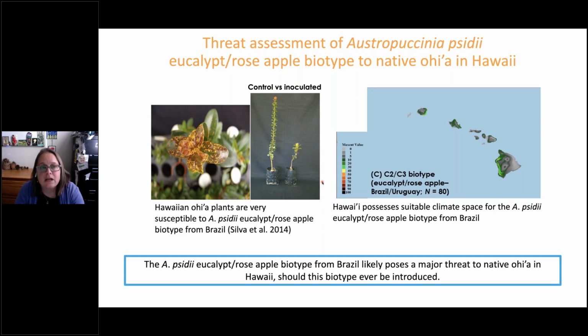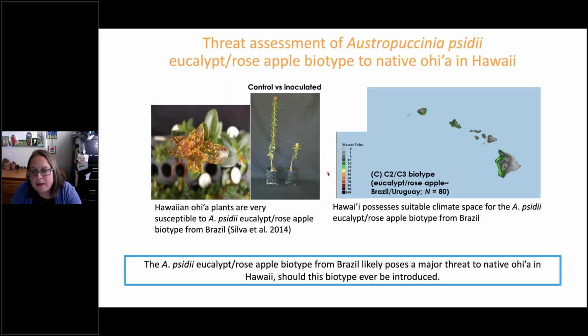So there's been some work looking at what that risk might be. Some work that was done by Silva et al. showed that ohia, which is a really important plant species in Hawaii, is susceptible to the eucalypt rose apple biotype from Brazil. So if there were to be an introduction of this eucalypt rose apple biotype, we know that ohia would be susceptible and would likely proliferate. You can see an example of an inoculation there.